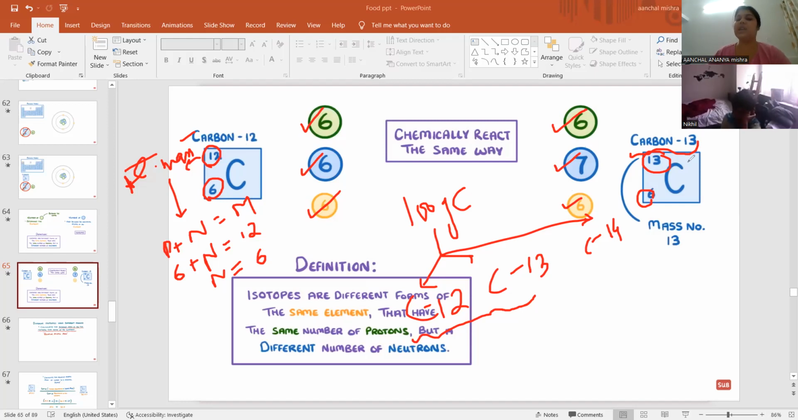So chemically also they will react the same way. The number of protons and the number of electrons remains the same. The only point of difference that these isotopes have is that they have difference in the number of neutrons, right? Are we clear about this, Naveen?